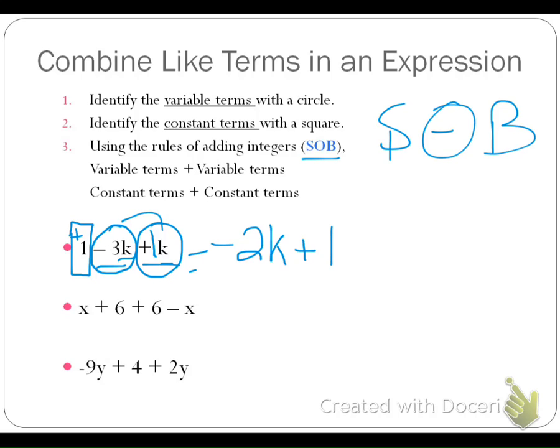Look at your second example. Go ahead and circle your variable terms and then put squares around your constants. If you need some time, push pause while you do this and then push play when you're ready to check.